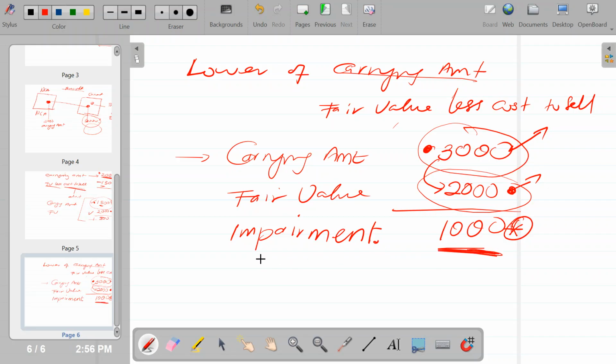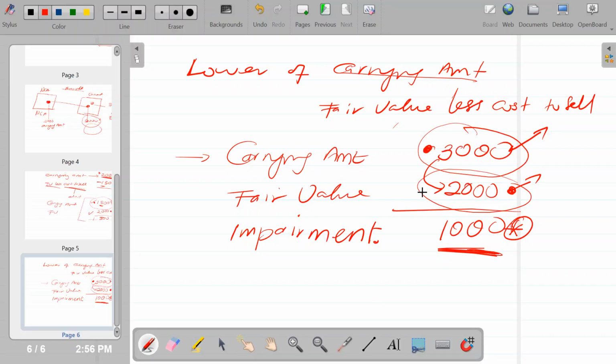But if the fair value is more than the carrying amount, there's no problem with it. We don't calculate any impairment. Everything is fine. And in that instance, we will still go ahead and select the lower.